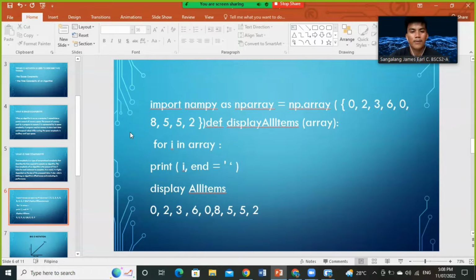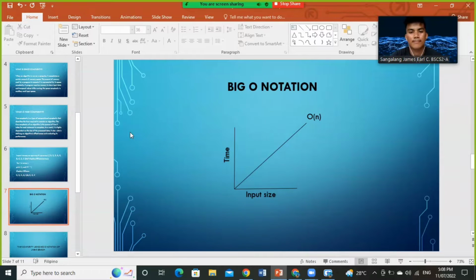Here are some examples of displaying the array. And this is the example of big O notation.